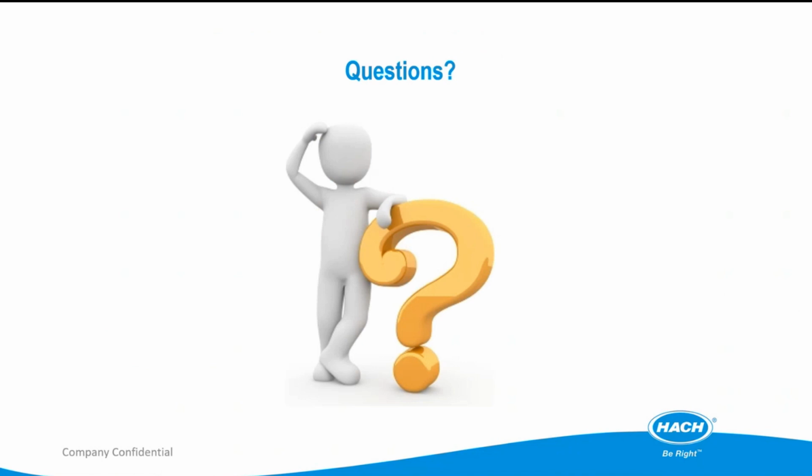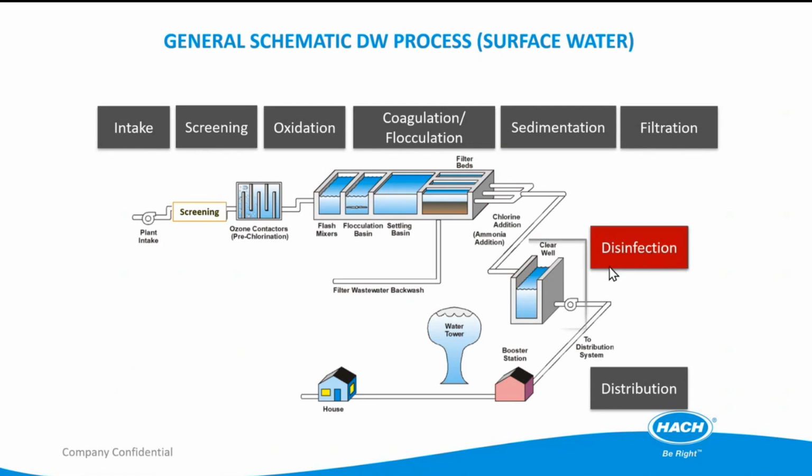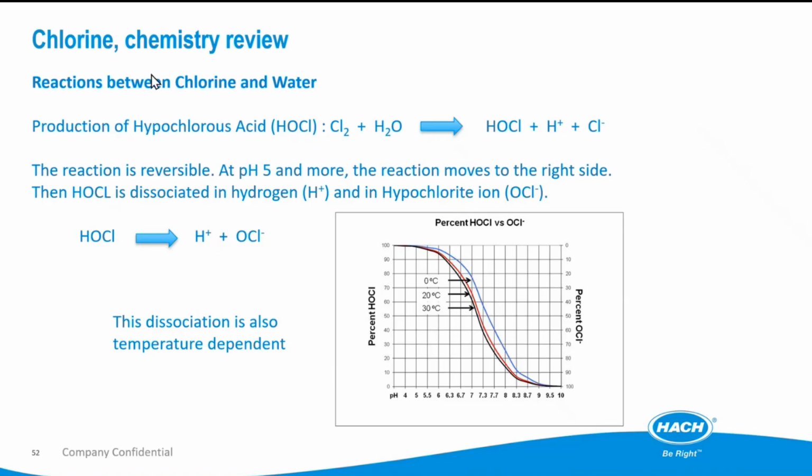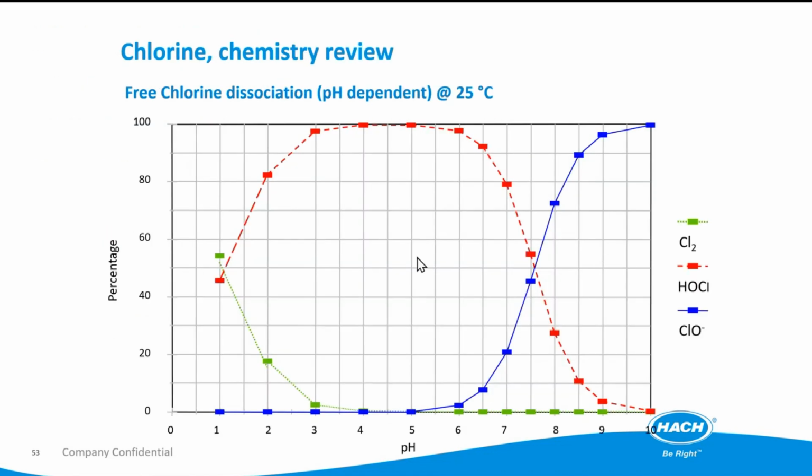Okay. Next, after the filtration, the last process will be disinfection. For disinfection, normally we use chlorine to disinfect the water. If we use chlorine, we need to monitor residual chlorine. For measuring residual chlorine from Hach, we have two different options.